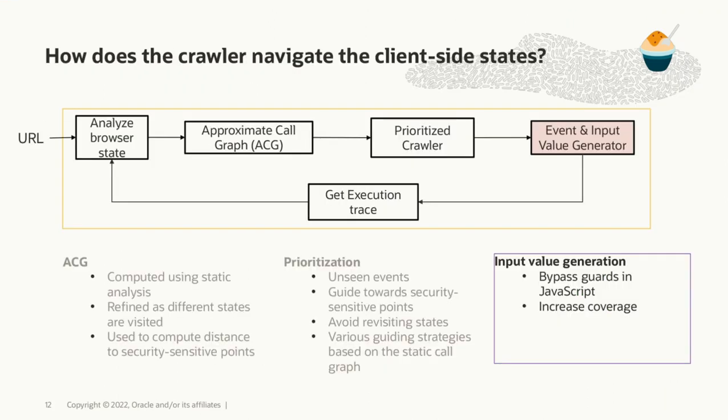We have a component that generates input values, which are quite important when it comes to complex JavaScript applications. By collecting constraints for certain operations, for example, string concatenation that are tainted, we generate inputs that bypass those constraints to improve coverage.